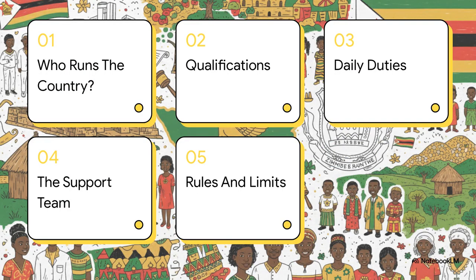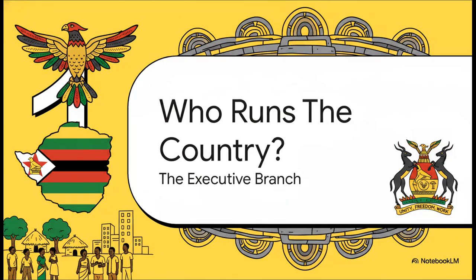In this explainer, we are going to look at 5 main things: who runs the country, the qualifications for the job, the daily duties, the support team, and finally, the rules and limits they have to follow. All right, let's jump straight into part 1.